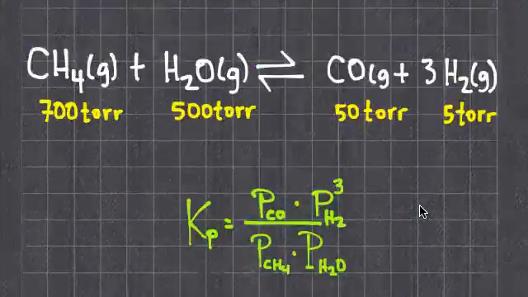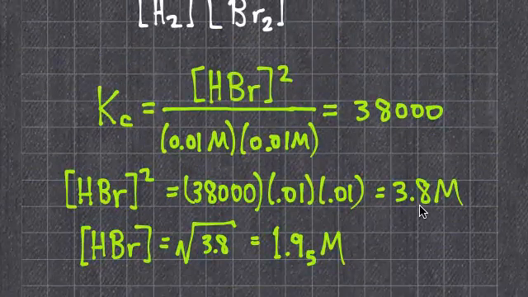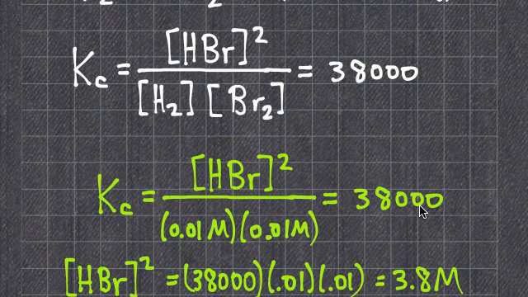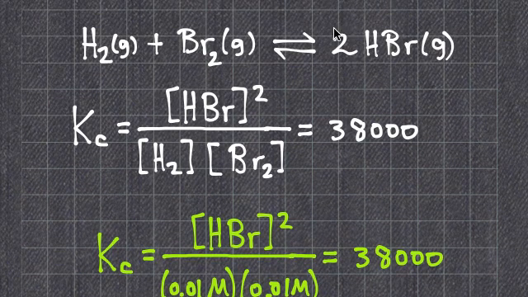And vice versa. In our first example, we saw the number 38,000. If this number is large, that means the numerator is large and/or the denominator is small. And if this is large and that's small, that hints to me that the equilibrium at this particular temperature favors making quite a bit of this as compared to the reactants.